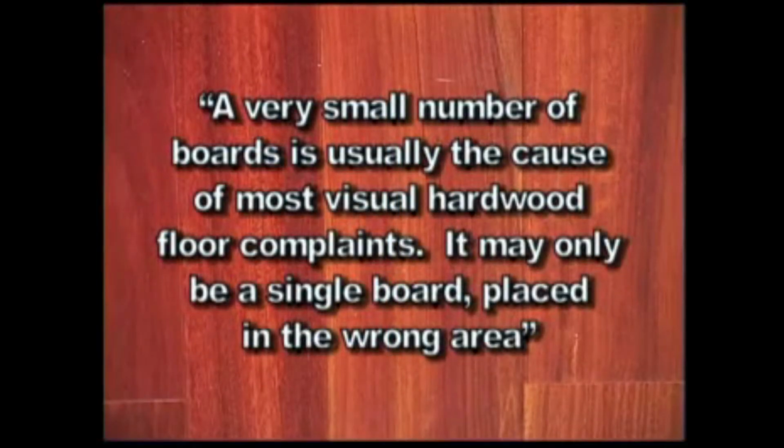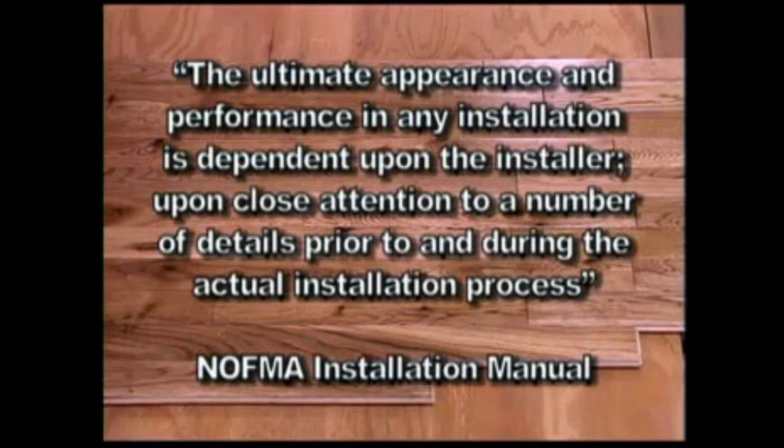A very small number of boards is usually the cause of most visual hardwood floor complaints. It may only be a single board placed in the wrong area. Specific placement of the most attractive, longest boards in the dominant focal areas of the room is critical. Less attractive or short lengths can always be used in less visible areas like closets, toe kick, or under appliances. The ultimate appearance and performance in any installation is dependent upon the installer, upon close attention to a number of details prior to and during the actual installation process.